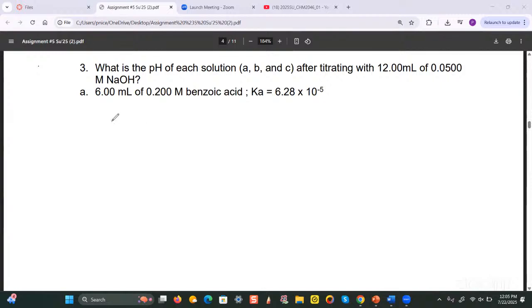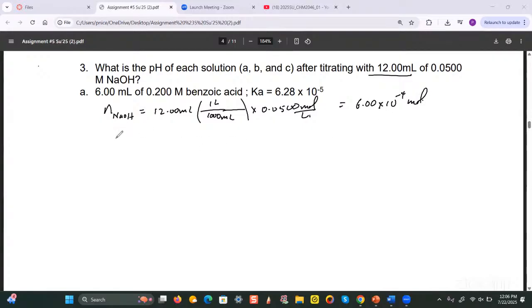To find the number of moles, let me start with the number of moles of NaOH. That would be equal to the volume, which is 12.00 mL, multiplied by 1 liter over 1,000 mL to convert it to liters, and then multiplied by the molarity, which is 0.0500 moles per liter. So 12 divided by 1,000 times 0.05. According to my calculation, rounded to 3 sig figs, this would be 6.00 times 10 to the minus 4 moles. That would be the number of moles of the sodium hydroxide.